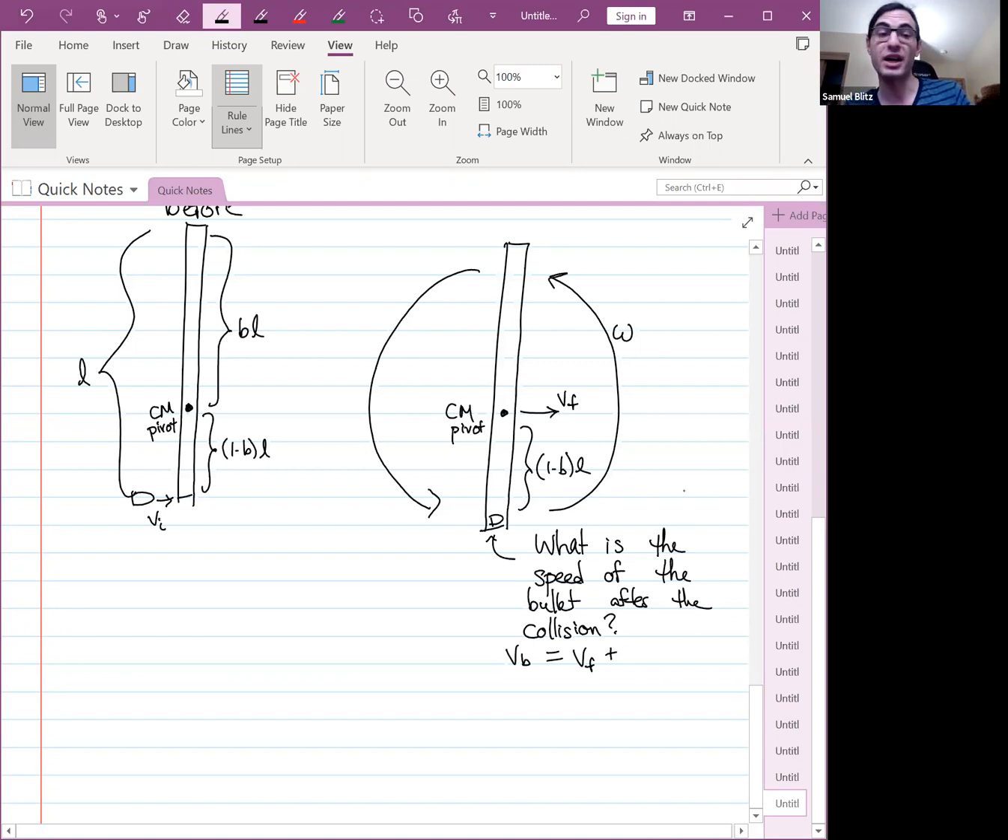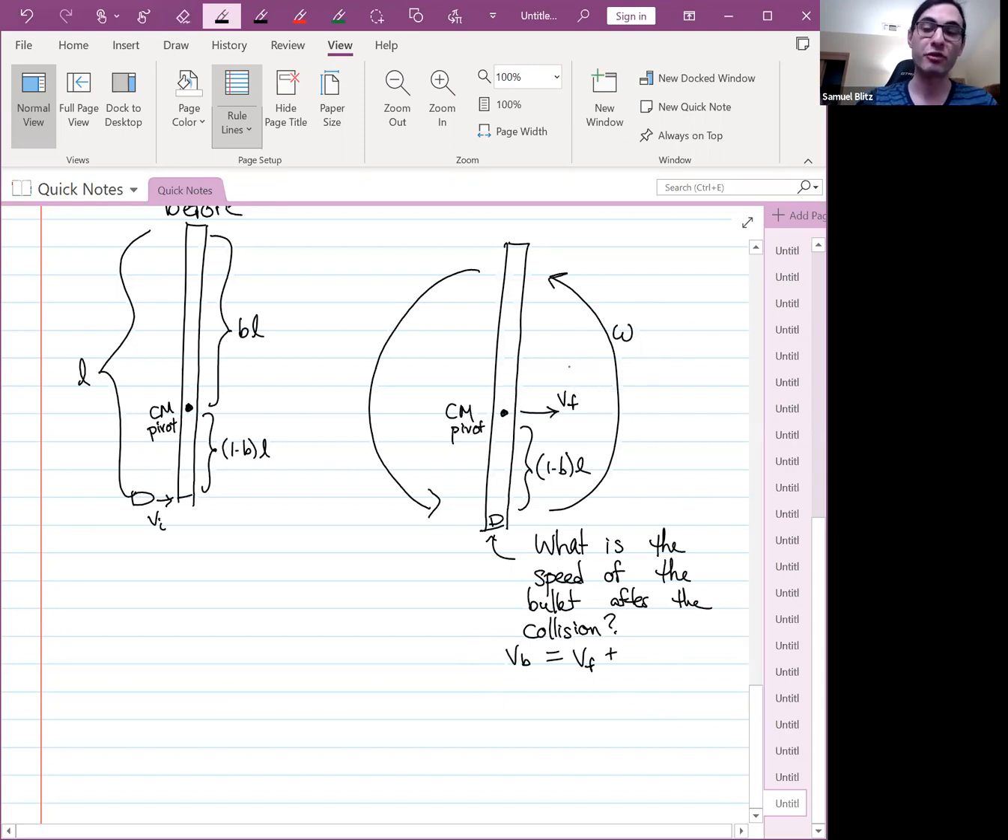We're just trying to analyze the system, basically. Right, I mean, bullet hits the rod, something's going to happen. We should be able to figure out what happens after the bullet hits the rod. And it turns out you need angular momentum and translational momentum conservation to do that. But for now, I'm just writing the bullet's final speed in terms of the variables that we're interested in, like the angular speed and the center of mass speed.